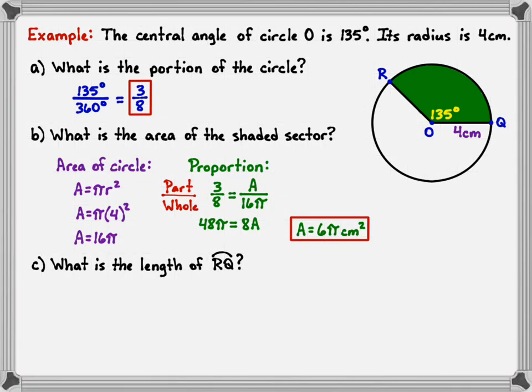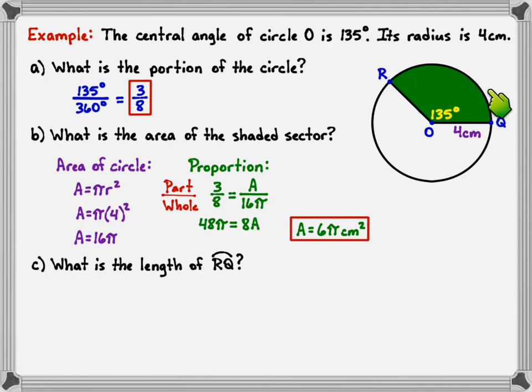All right, for part C, it's going to be the very same thing, except for one difference. Here, we are looking for the length of arc RQ. So we're looking for the distance from R to Q along the edge of the circle. The length of RQ, well, what is the length related to? Remember, this is the part of the circle that I want.